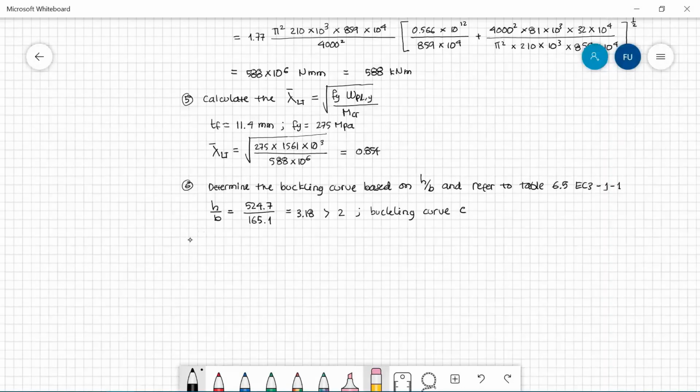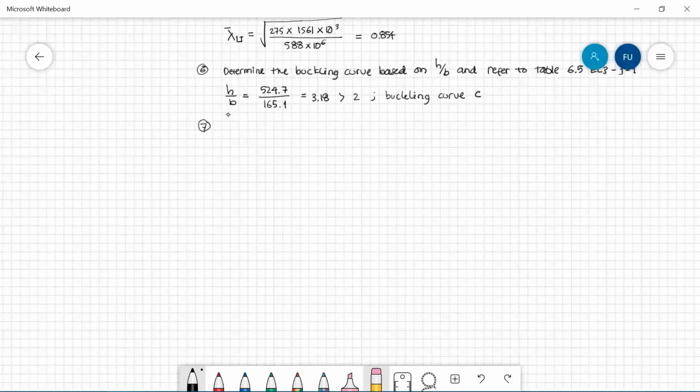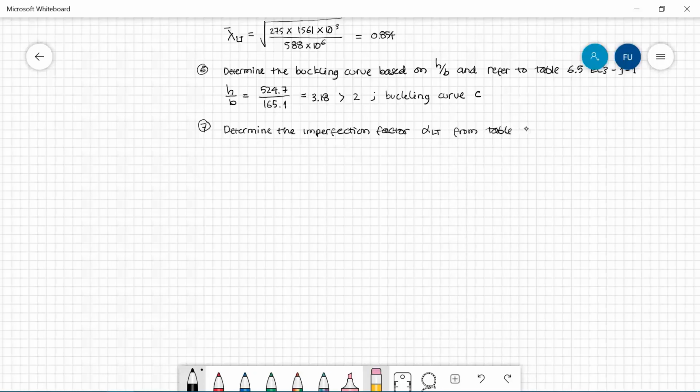And then number 7, determine the imperfection factor alpha LT from table 6.3 Eurocode 3 part 1-1. For buckling curve C, alpha LT is equal to 0.9.